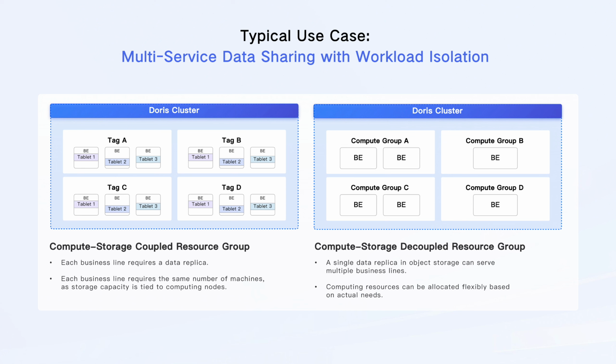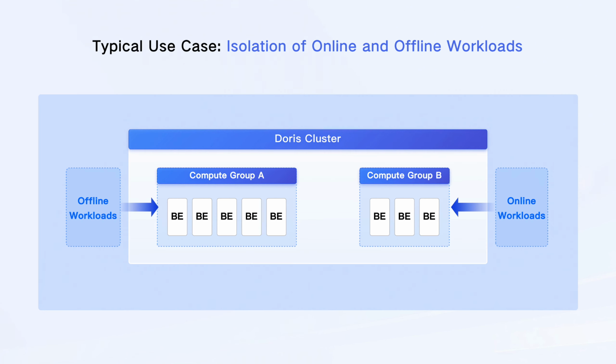In the traditional coupled mode, they try to isolate these workloads by tagging resources, putting each product line in its own resource group. But here's the catch: data replication goes wild. If you have 5 product lines, you end up writing 5 replicas of the data. So although query traffic stays separate, the write workload becomes a bottleneck. But in the decoupled mode, you can isolate both writes and reads. If the high priority product line requires more resources, you can give it more BE nodes and cache.